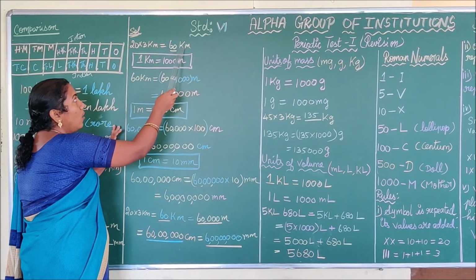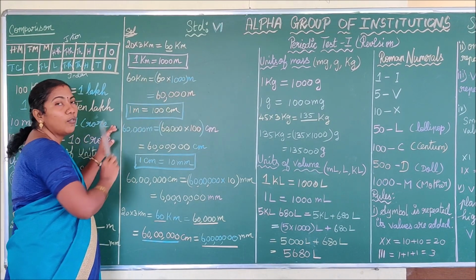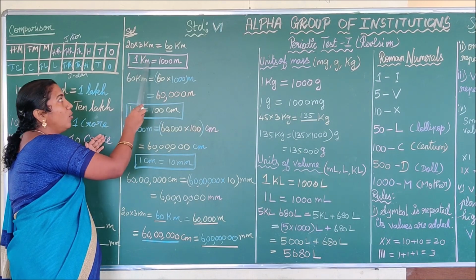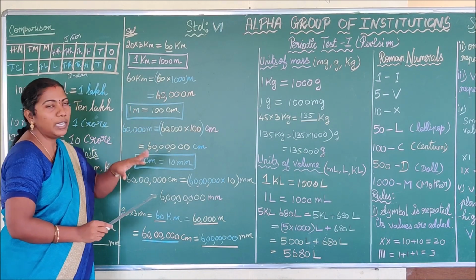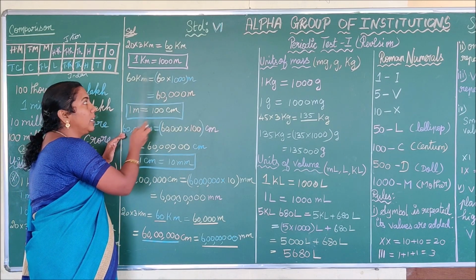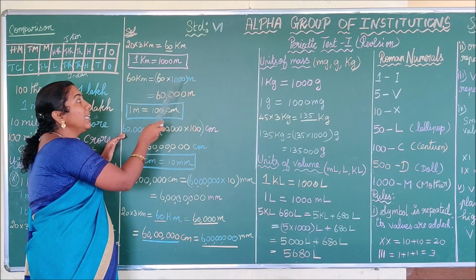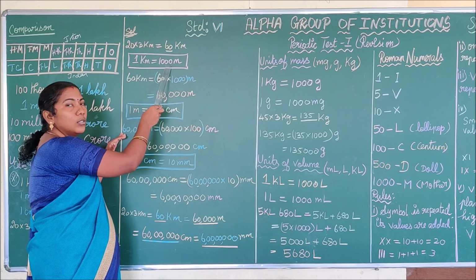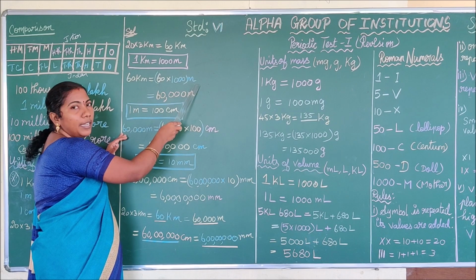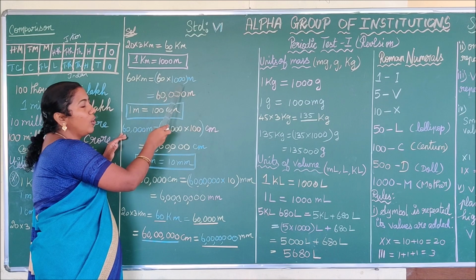See here, we have to convert this kilometer into meter. So here we have to write the formula for the relation between kilometer and meter. What is the relation formula? 1 kilometer equal to 1000 meters. Here we have 60 kilometers. So in order to convert the kilometer into meter, you have to multiply this kilometer value by 1000 by using the formula. So you have to multiply 60 into 1000. Here you have to write meter because we have changed the kilometer into meter by multiplying that value by 1000.